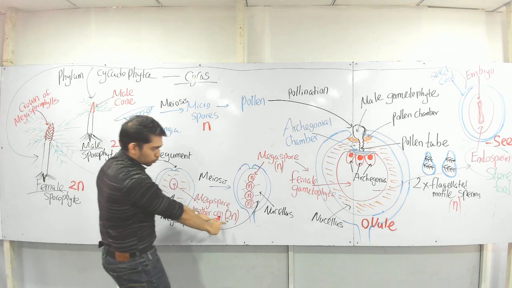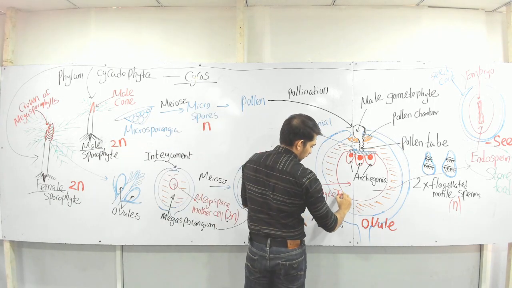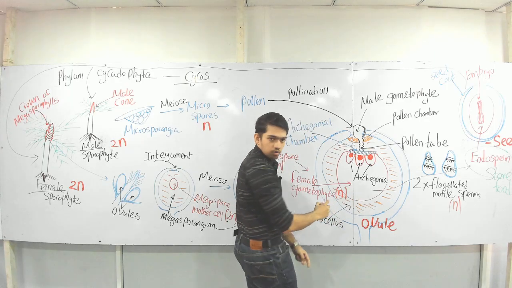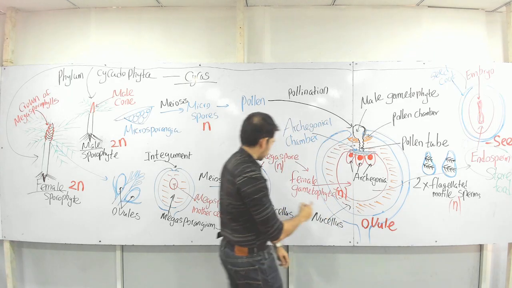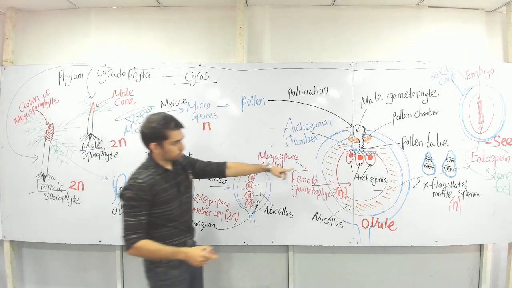Megaspore mother cell is 2n. Megaspore is n. Female gametophyte is n. Why? It was produced by meiosis here. Female gametophyte is n.